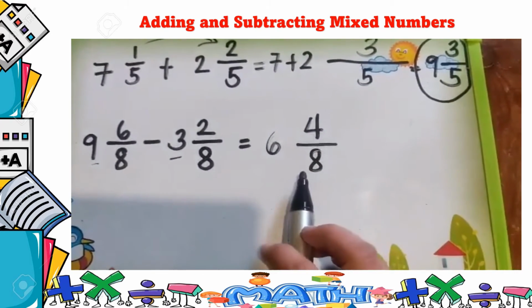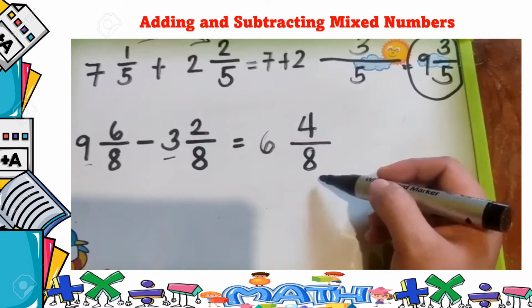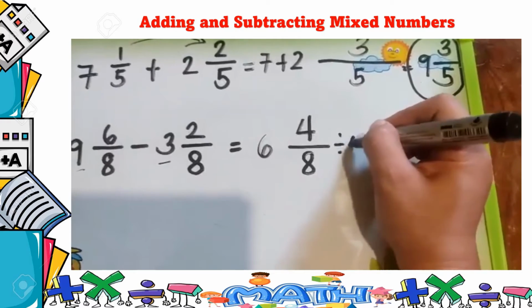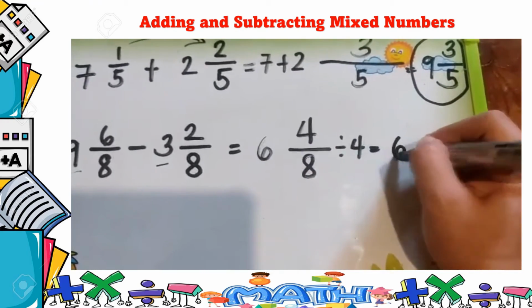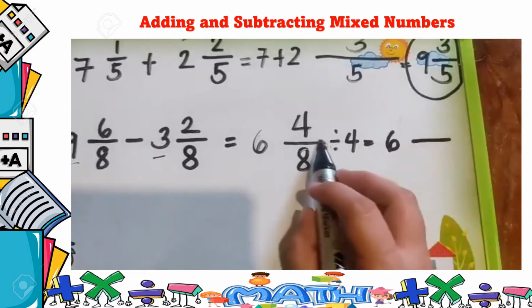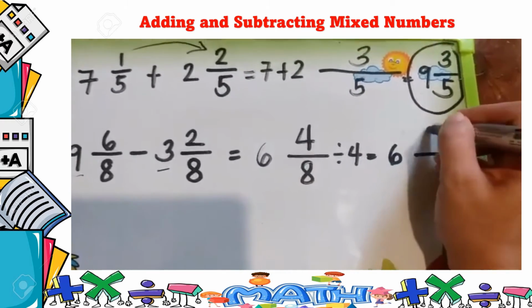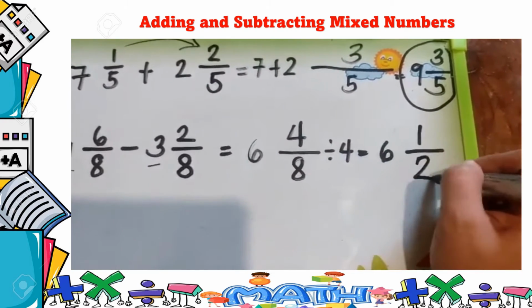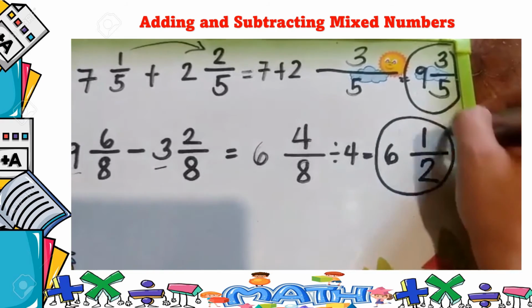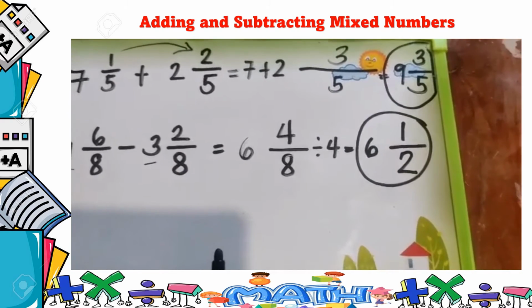And then simplify your answer. So 4 and 8 has a common factor which is 4. So we will just copy the whole number which is 6. And then let's divide 8 by 4. So 4 divided by 4 is 1. 8 divided by 4 is 2. So therefore, the final answer is 6 and 1/2. So that's it, kids.